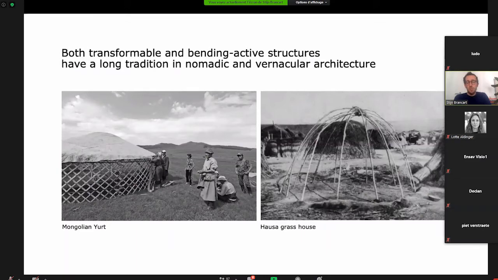This is also not new. This has existed probably as long as mankind. People have always used this flexibility of the material that they could find to make these structures in a very intuitive way. So that's one of the benefits.